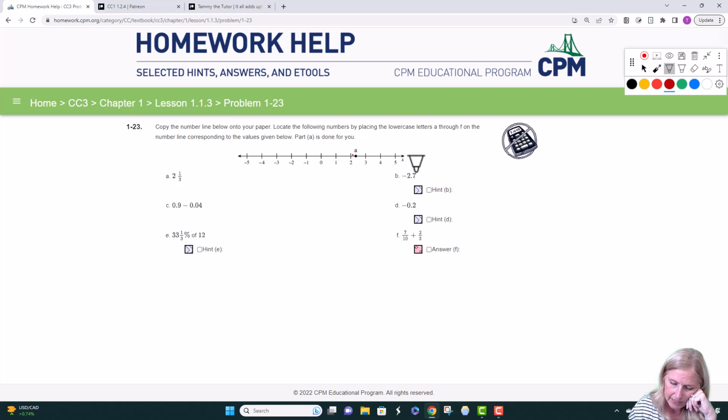Okay, let's look at B. Negative 2.7 or negative 2 7/10. So right now, I already know I'm at least right here on that negative 2. But I'm not just at negative 2. I'm at negative 2 and some. So I'm going to have to go over somewhere between the negative 2 and the negative 3.